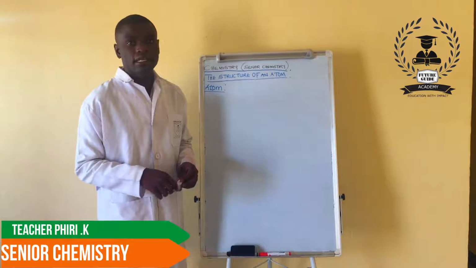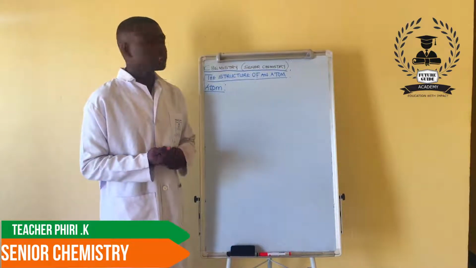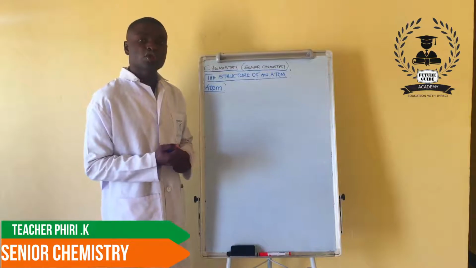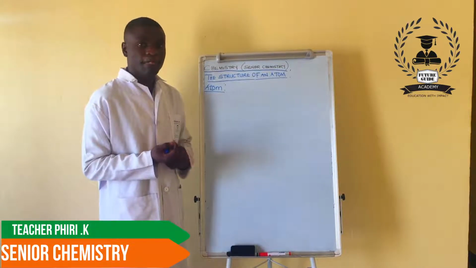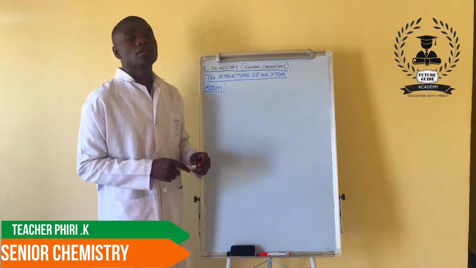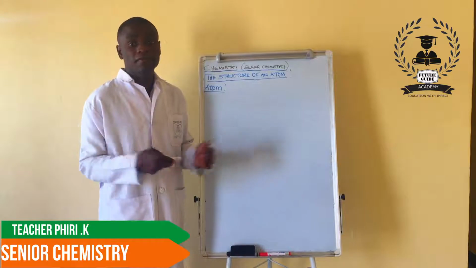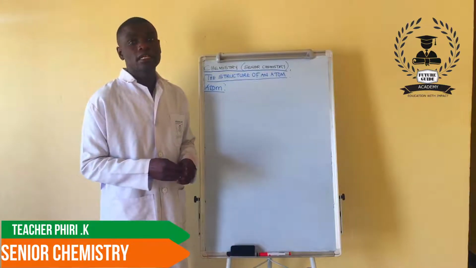For those that are in senior classes, we are still in chemistry, and this morning we are looking at the structure of an atom. As we begin, the first thing that we are supposed to do is to look at what is an atom. So we are going to define an atom first and then see in detail.